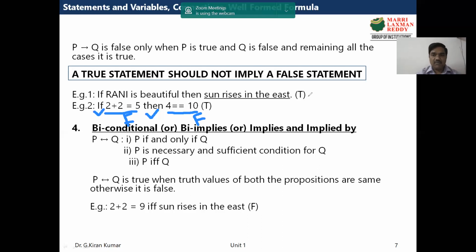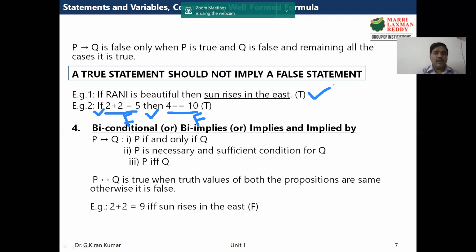Now let us take another example. That is an interesting example here. Take this: if Rani is beautiful, then the sun rises in the east. Now, how do I decide the truth value of this kind of statement? Here, we don't know who Rani is, and we don't know whether Rani is beautiful or not. So, how do I decide the truth values? These are little tricky statements.